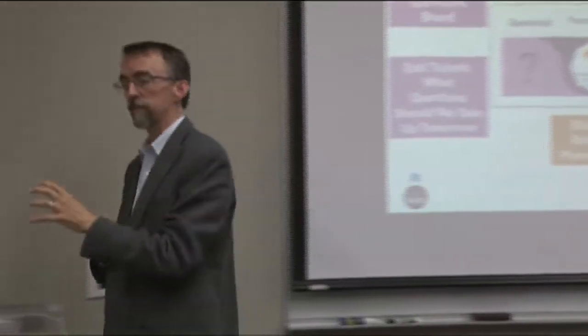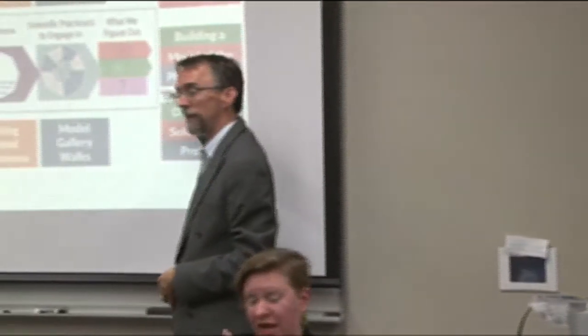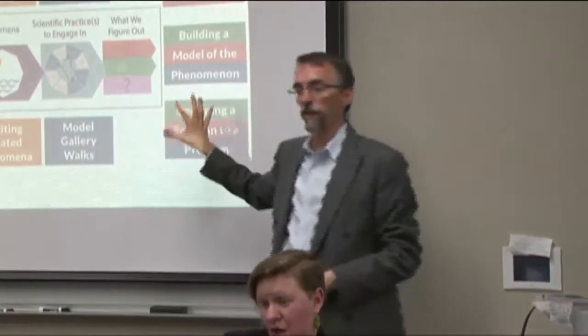So if we want to center equity, we have to have these other 2 dimensions, right? We need the data on interest and experience in order to make sure we're meeting our equity goals. And we need these 3D that are really tied to the standards themselves.